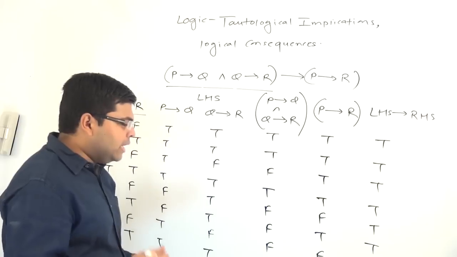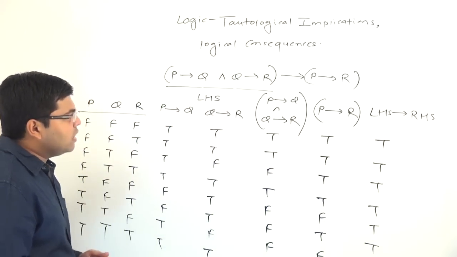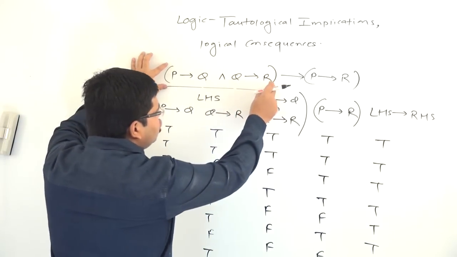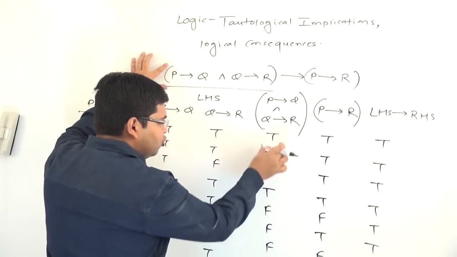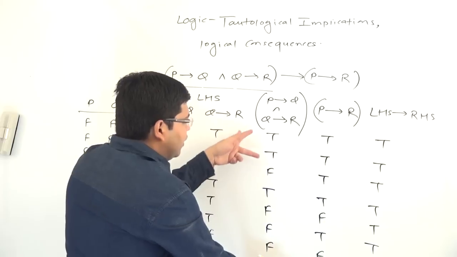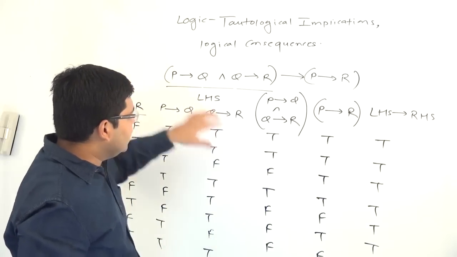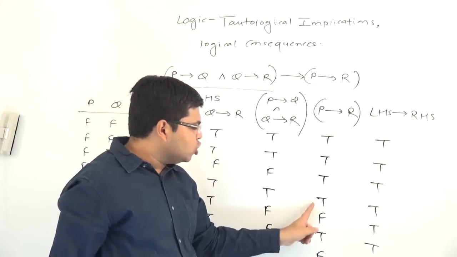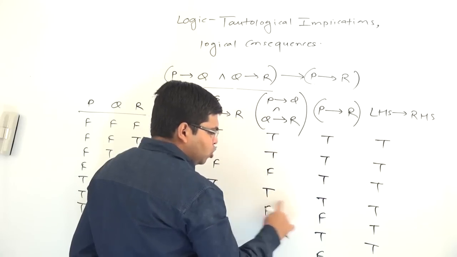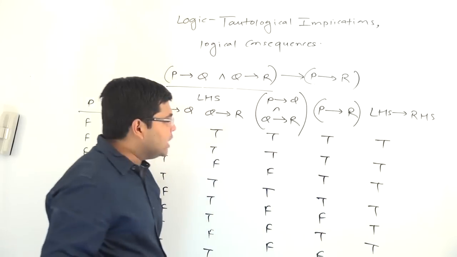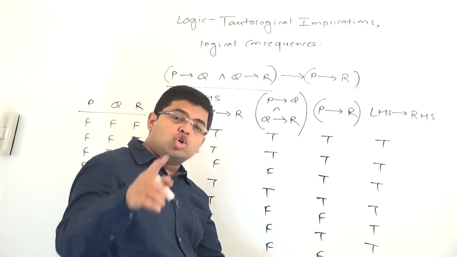Now there are many meanings hidden here. What is the first meaning? See, whenever the left hand side is true, true, true and true, in 4 cases the left hand side is true. Now whenever the left hand side is true, the right hand side is also true, or whenever the antecedent is true, the consequent is also true. So you can observe true, true, true, true. What we can say is, whenever the left hand side is true, the right hand side is also true.